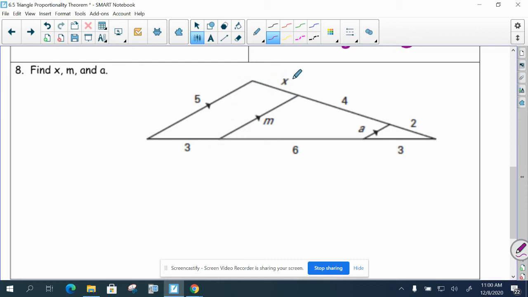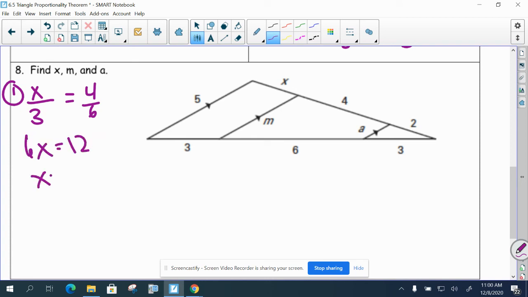So let's find x first. So let's do x over 3 equals, how about just 4 over 6? So x over 3 equals 4 over 6, and cross multiply, so 6x equals 12, x is 2. So we know that x is 2.